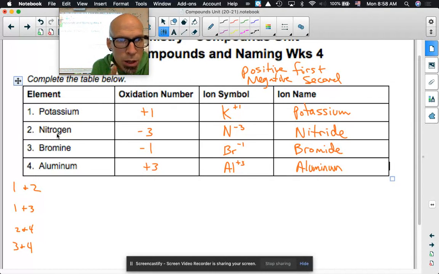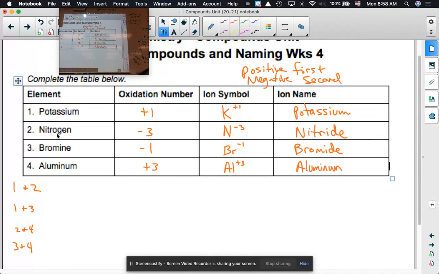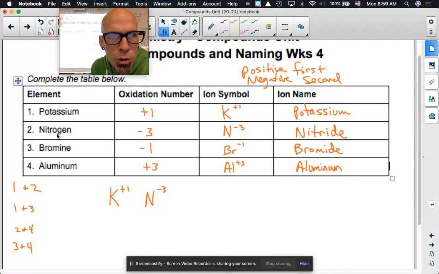All right, so numbers 1 and 2, potassium and nitrogen. Okay, so I will list them. In fact, I'm going to put the ion symbols of each of them so I can look at that. So we have K plus 1 and an N minus 3. How can those two make a neutral compound together when one of them's a plus 1 and one of them's a minus 3?